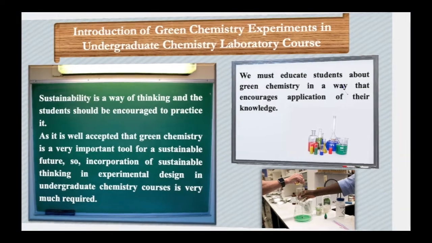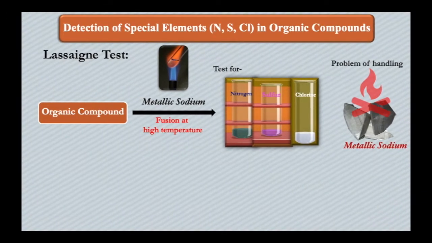So, here I am going to discuss two alternative synthetic methodologies that can be practiced in the undergraduate chemistry laboratory. In the undergraduate chemistry laboratory, for the detection of special elements such as nitrogen, sulfur, and chlorine, we usually follow the Lassaigne test method, where metallic sodium is used for fusion at high temperature. The biggest problem of this method is that metallic sodium is highly reactive and catches fire in open air, so the students face a lot of problems while handling it.